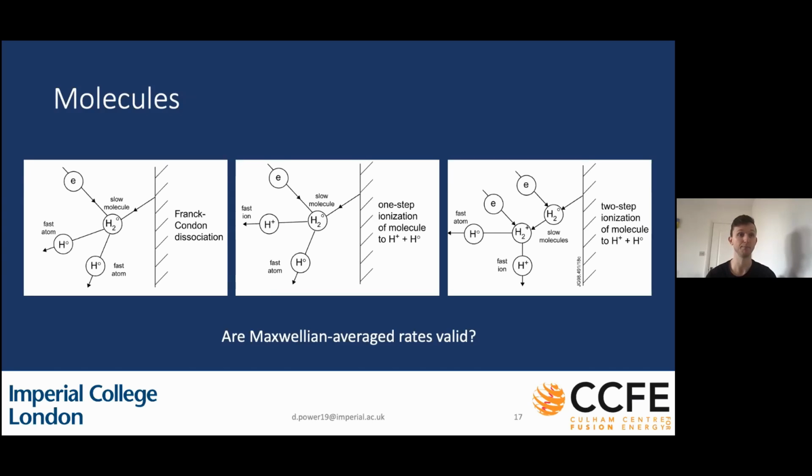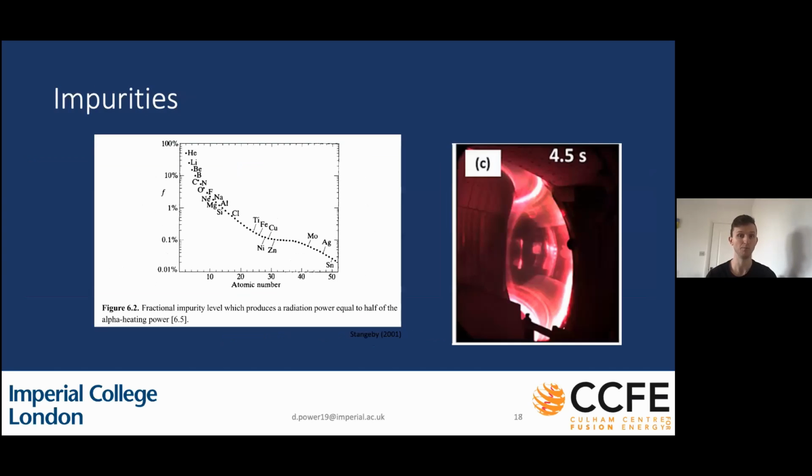Similarly, in impurity physics, we want to quantify the transport into the core and how much energy they radiate away. But again, often in fluid modeling, we use these Maxwellian averaged reaction rates. We want to know if that's accurate or not. Specifically in impurities, we think that's probably not. We think there probably are some kinetic effects present.